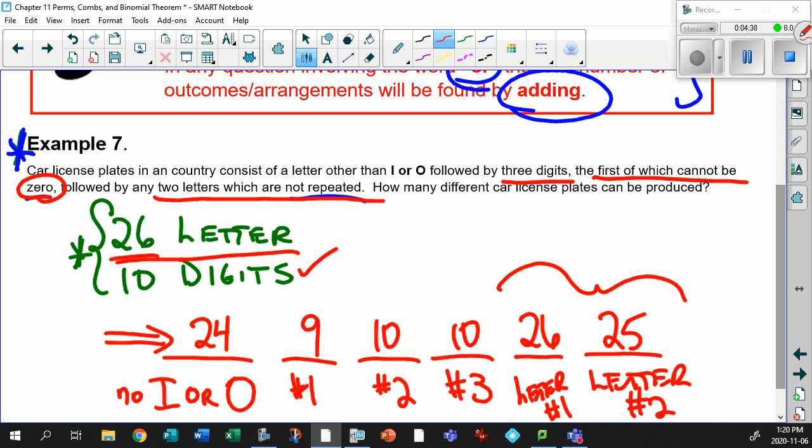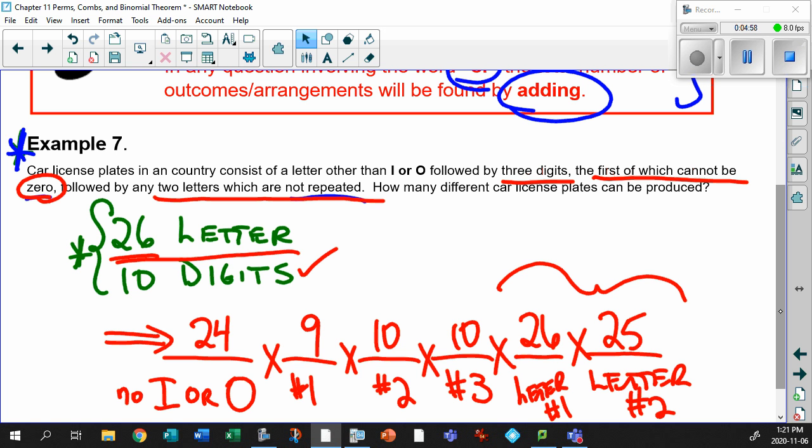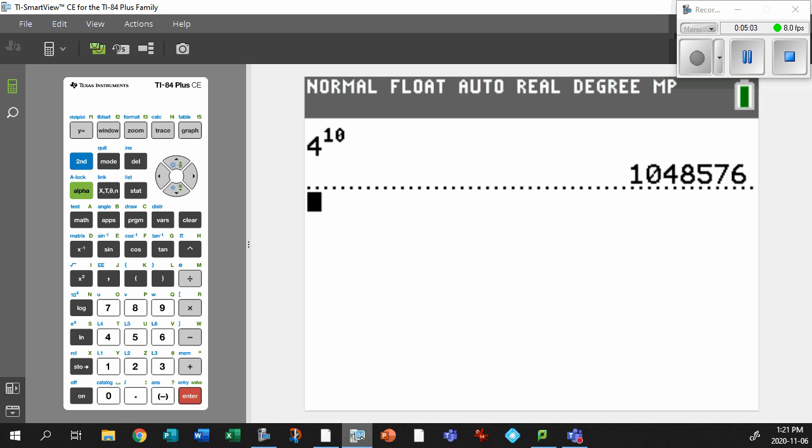Oh my God, now we got to throw this whole thing into the calculator. Remember, this is I or O and a digit and another digit and another digit and another letter and another letter. Well, that's going to be cool. That's your license plate there. Holy smokes. So if it's and, you're going to multiply. Okay, so let's multiply. We have the first one was 24. The second one was 9. The next one is 10. The next one was 10. The next one was 26 letters, followed by the non-repeat 25 letters.